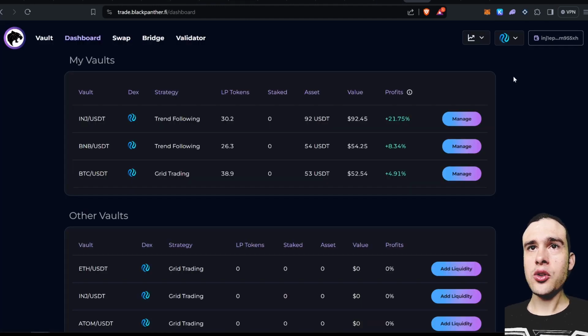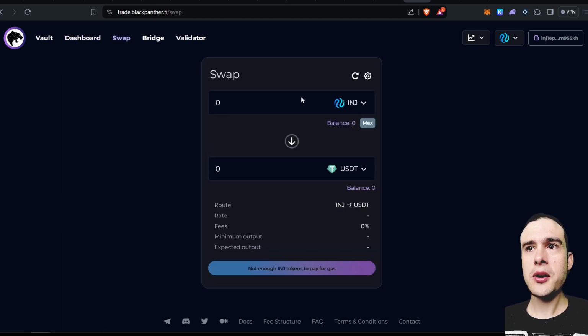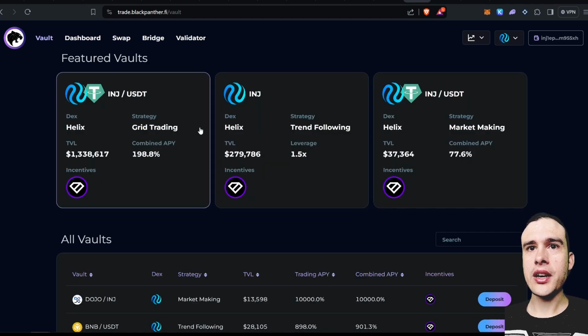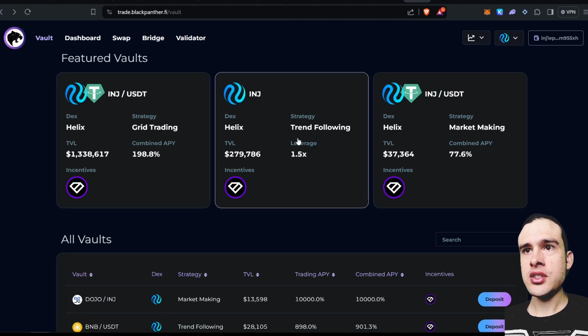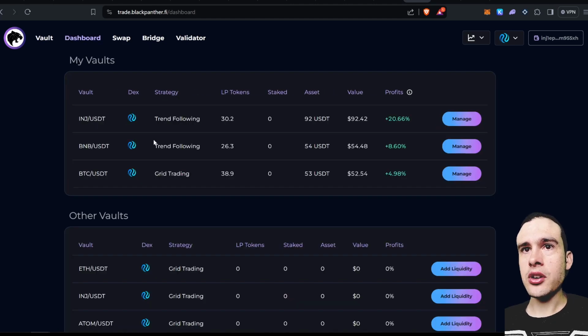Staying on the automated trading path, we've got Black Panther. Black Panther has basic swap. So again, it's another DEX, so you can swap between tokens, and you can also provide liquidity, which is incentivized in their token, I believe. But I think the really cool thing that this platform offers is these vaults. This is a trend following strategy. It uses 1.5x leverage, which I think is cool, not too degen either. For example, this is a trend following vault. I put a tiny bit of money in here, not really that much, just to test it out and see how it would go.